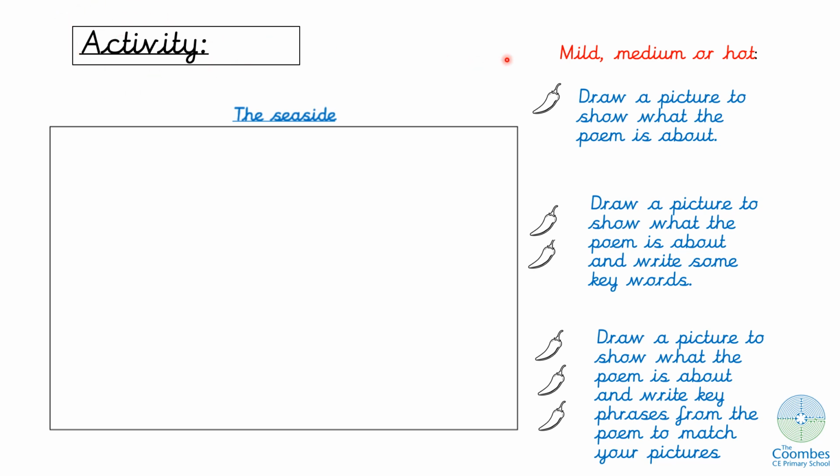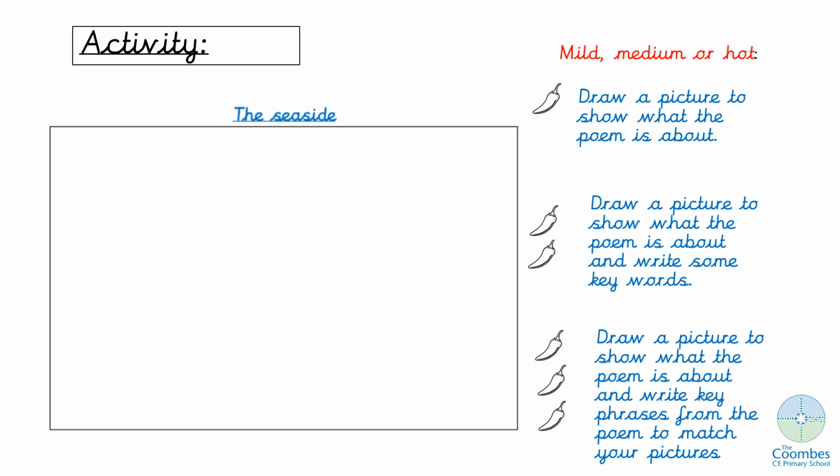As you've done before, you can either choose to do the mild, medium, or hot level of challenge for this task. If you choose to do the mild level, shown here, I would like you to draw a picture to show what the poem is about.